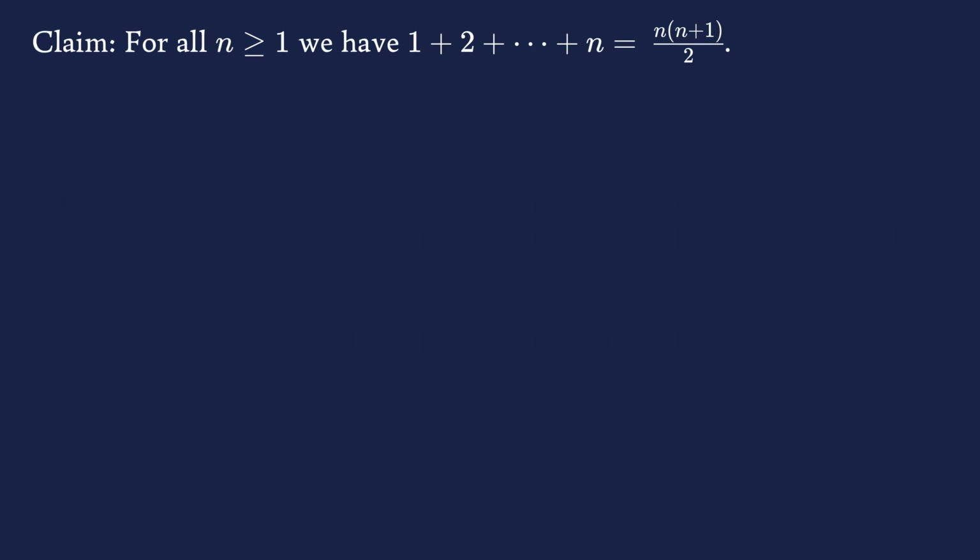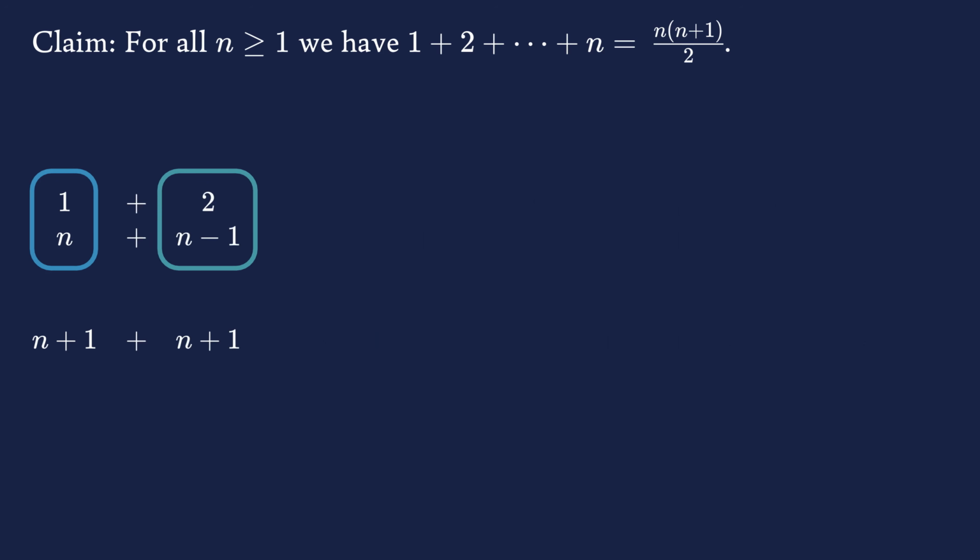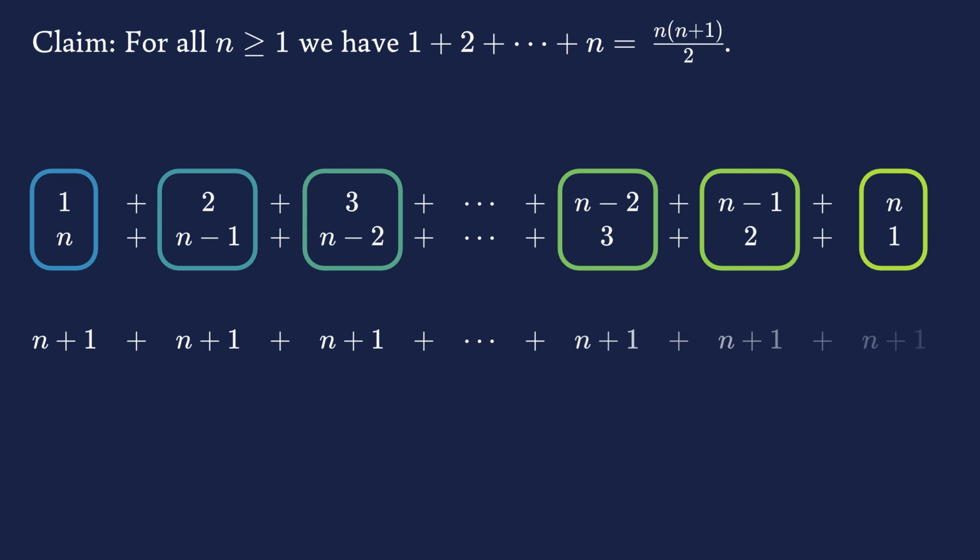You can take the smallest number, 1, and pair it up with the largest, n. Together they give n plus 1. The second smallest and second largest number together also give n plus 1. We pair up every number with one from the opposite end of the line. We will get n pairs which each sum to n plus 1, so together they give n times n plus 1. But we counted every number twice overall, so we have twice the desired expression.